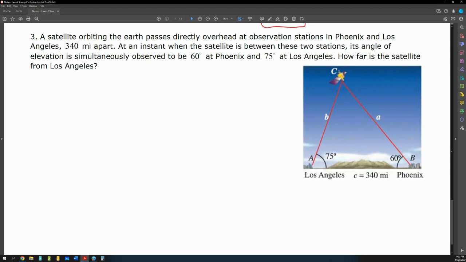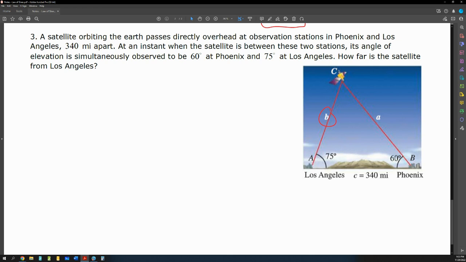So looking at this diagram, the question is how far is the satellite from Los Angeles? We're going to be solving for side length B. If the satellite is at point C and Los Angeles is point A, then the distance is side B. The side length C is 340 miles, the distance from Los Angeles to Phoenix. We have angle A, angle B, and side length C, and we're solving for side length B. Because we have side length C, I need to know angle C, that corresponding angle.